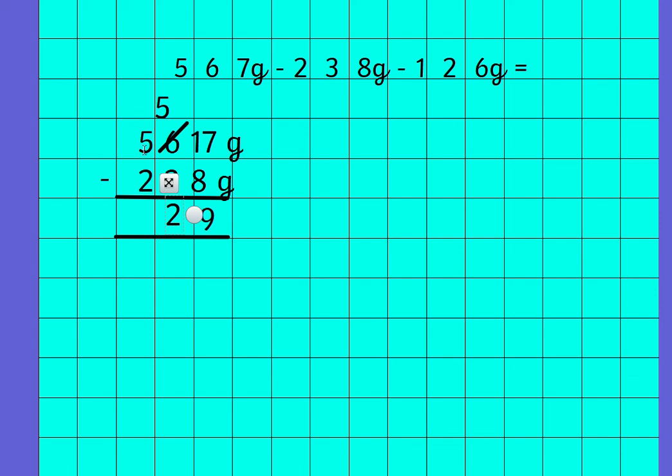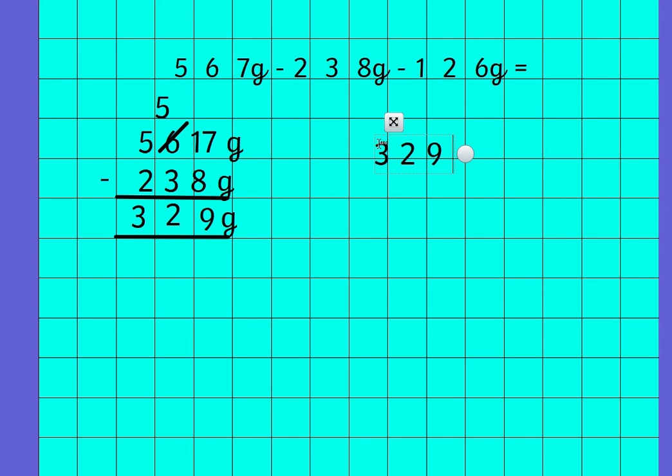And then our last column, our hundreds column, 5 take away 2 equals 3. So our answer becomes 329 grams, not forgetting our unit of measurement. So that is step 1. I've sorted the first part of my problem out. However, I now need to complete step 2, don't I? Which is 329, because that's the sum of these two. So I'm going to put it here.